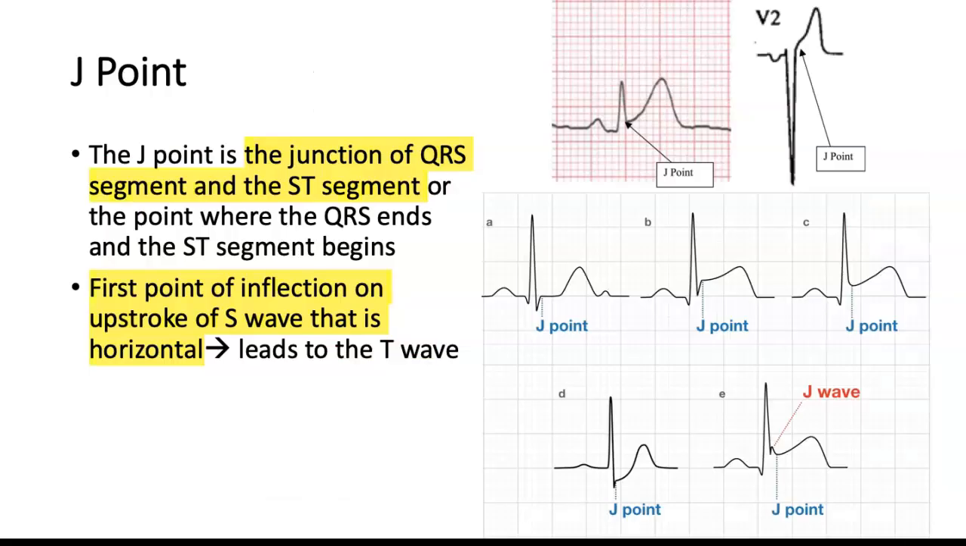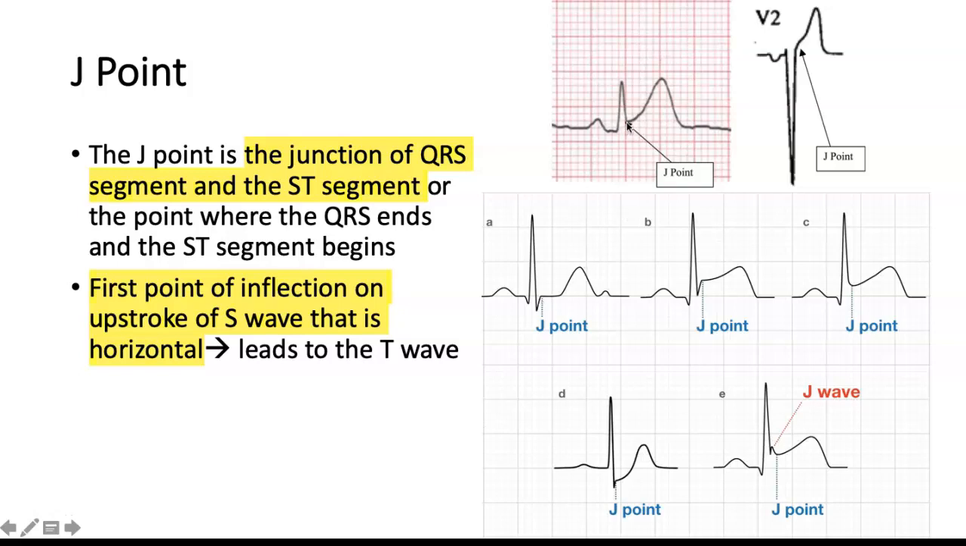The J point is the junction of the QRS segment and the ST segment, or the point where the QRS segment ends and the ST segment begins. It's the first point of inflection on the upstroke of the S wave that is horizontal, and it leads to the T wave. These are multiple examples of what J points can look like.